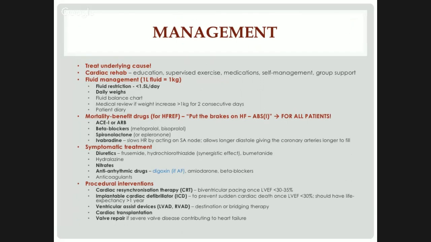Management. So, okay, so there's your lifestyle stuff, which we've talked about. I'm not going to talk about that now. Fluid management is essential. So basically these people need to be weighed daily, and we work off the presumption that 1 liter of fluid weighs 1 kilogram. So if they come in saying I put on 3 kilos in 2 days, they probably haven't eaten 3 kilos worth of food.